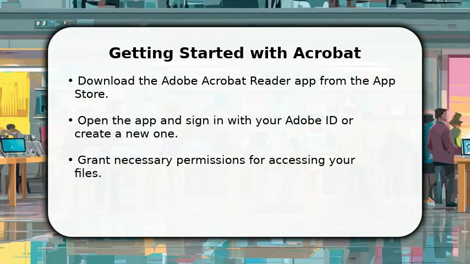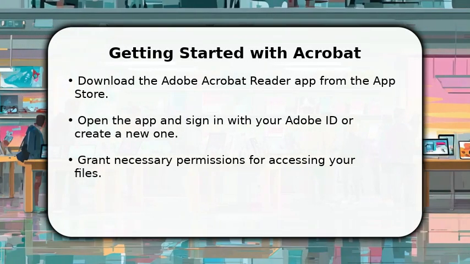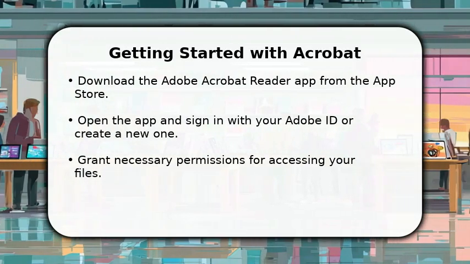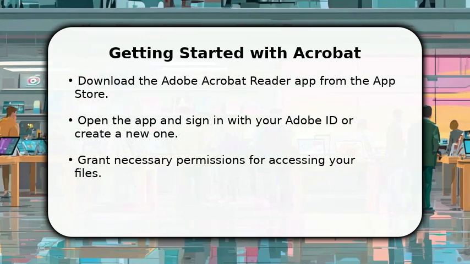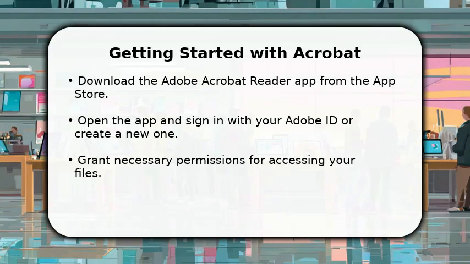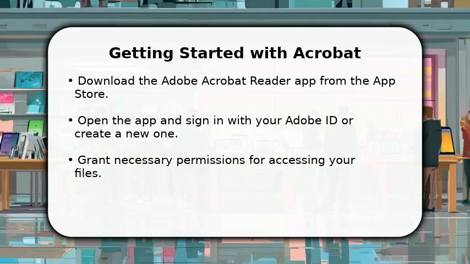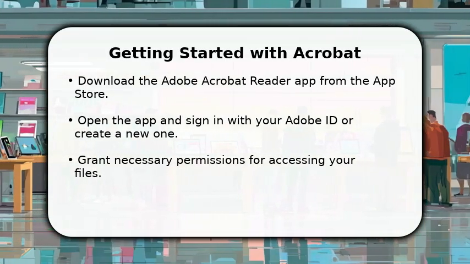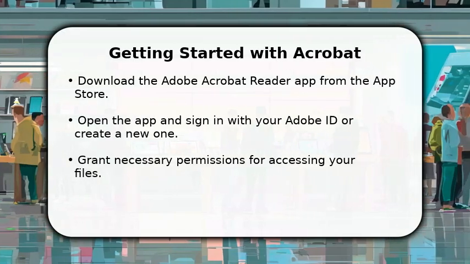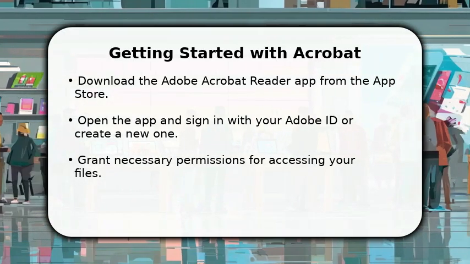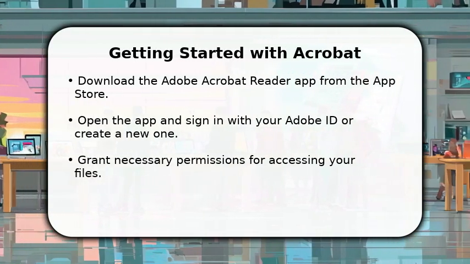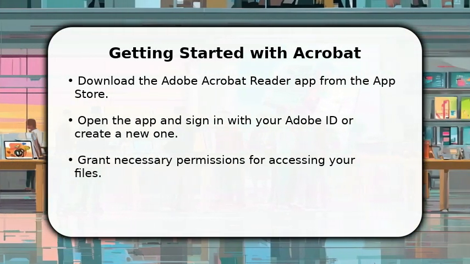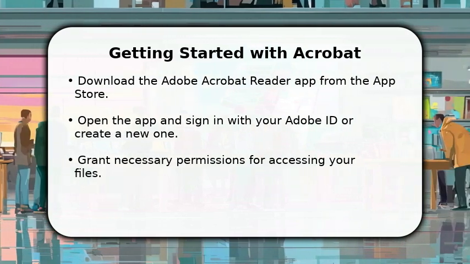In this video, I will explain how to use Acrobat on iPhone. First, head to the App Store and download the free Adobe Acrobat Reader app. Once installed, open it up and sign in with your existing Adobe ID, or quickly create a new one if you don't have one yet. You'll then be prompted to grant a few permissions, typically for accessing your device's files, which is essential for opening and managing your PDF documents. This initial setup takes just a couple of minutes.